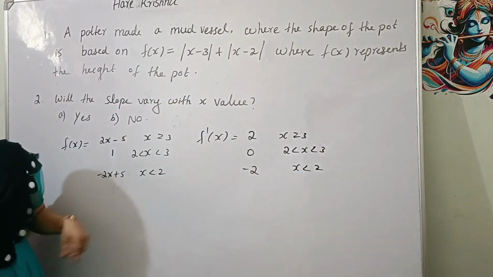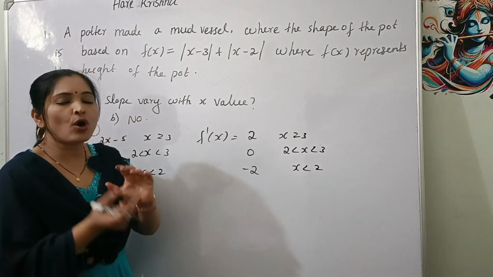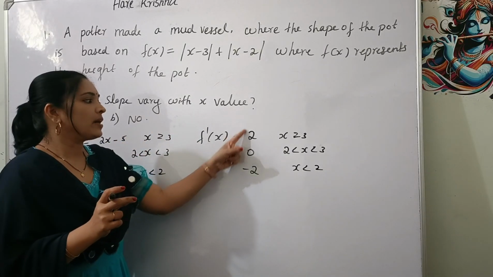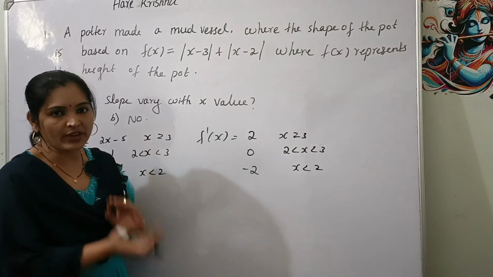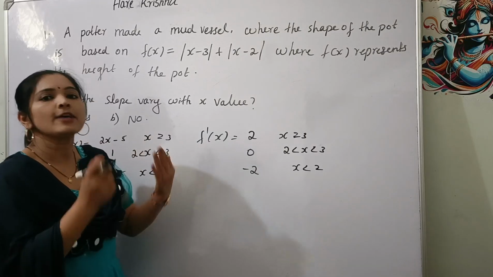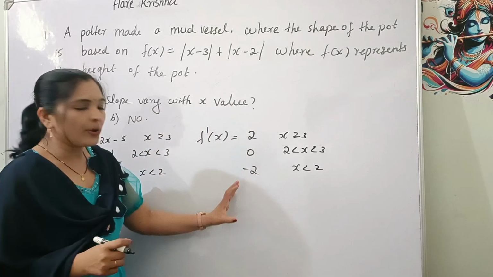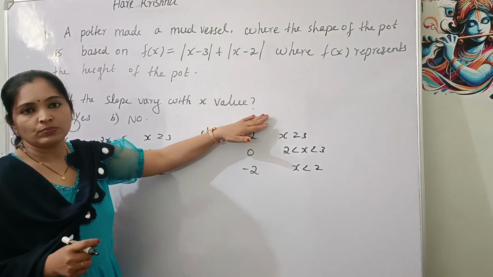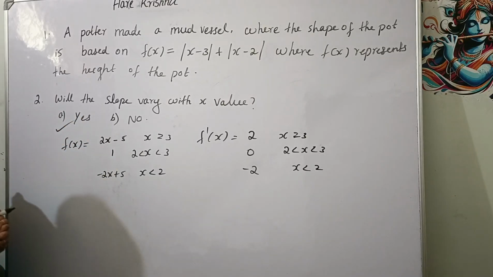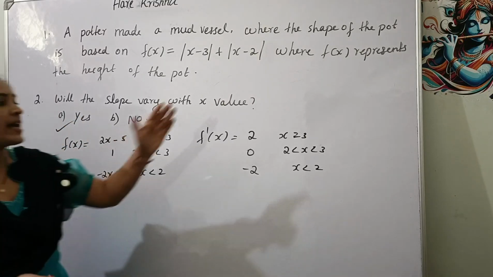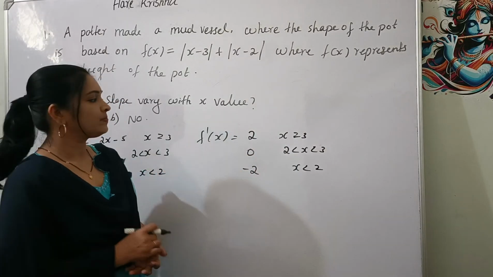See, it is clear that when values of x change, the values of f dash of x change. f dash of x means slope of the function. So here slope varies with x value. So yes or no? Yes. Will the slope vary with x value? Yes, because when x changes, the slope of the function changes.